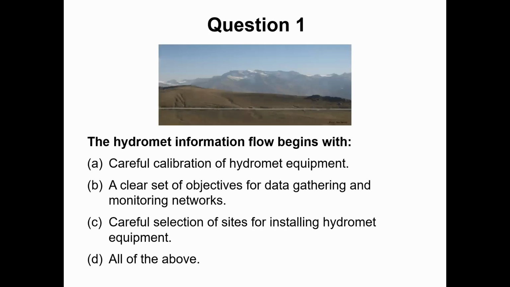Question 1. The hydromet information flow begins with, is it A, careful calibration of equipment, B, a clear set of objectives for gathering data and monitoring networks, C, careful selection of sites for installing hydromet equipment, or D, all of the above? So I'm going to give you 30 seconds each time to chat with your neighbor, see what you think. Write the answer down, and then we'll go through the answer.